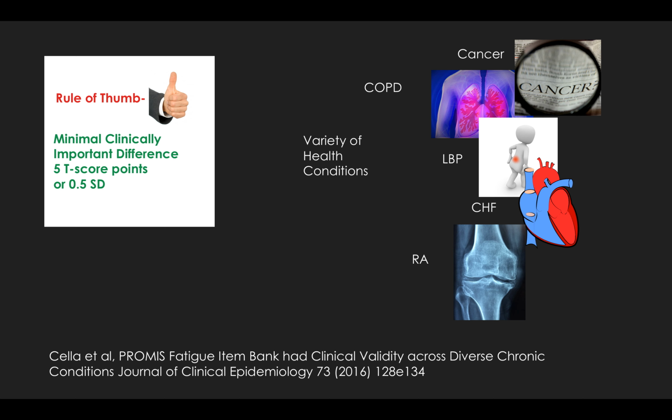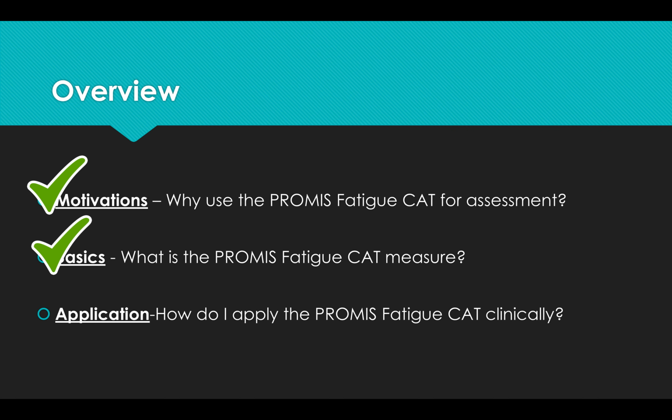Minimally and clinically important difference has been reported at around 5 T-score points, similar to other scales. Also, you can see here in a variety of health conditions such as cancer, COPD, low back pain, the PROMIS fatigue scales demonstrating the ability to detect change in worsening and improving patients. So that covers motivations and basics, and now we'll cover application to clinical care.